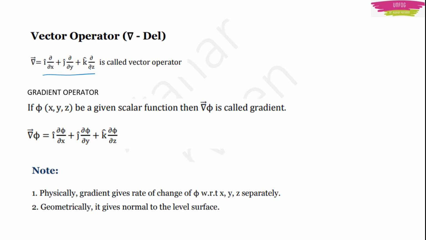Now there are two important points which you have to note down. Physically, gradient will give the rate of change of phi with respect to x, y, z separately. Geometrically, it will give the normal to the level surface. Means you can use it in two manners. One is if you want to find the rate of change of phi, then you can use it, or if you want to find the normal to the level surface, means the vector which is perpendicular to the level surface, then also you can use this del operator.